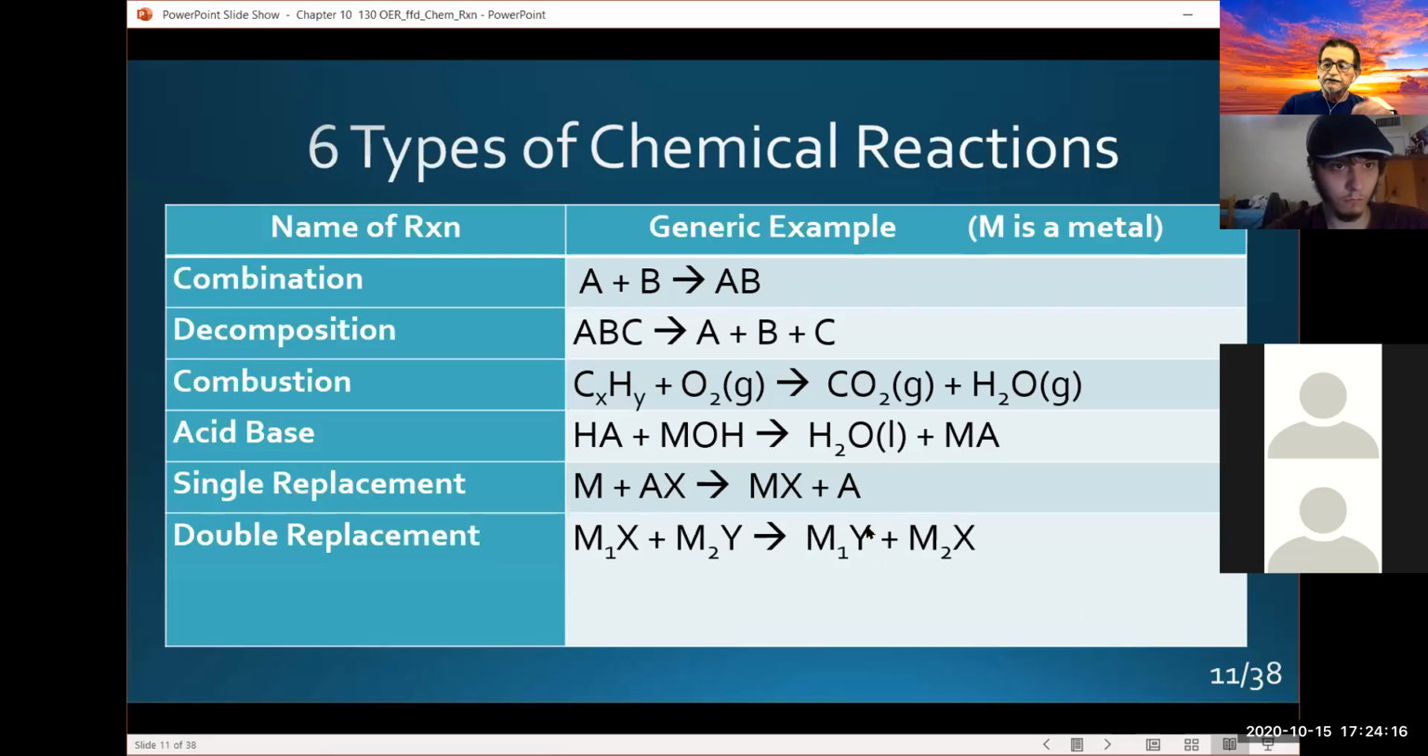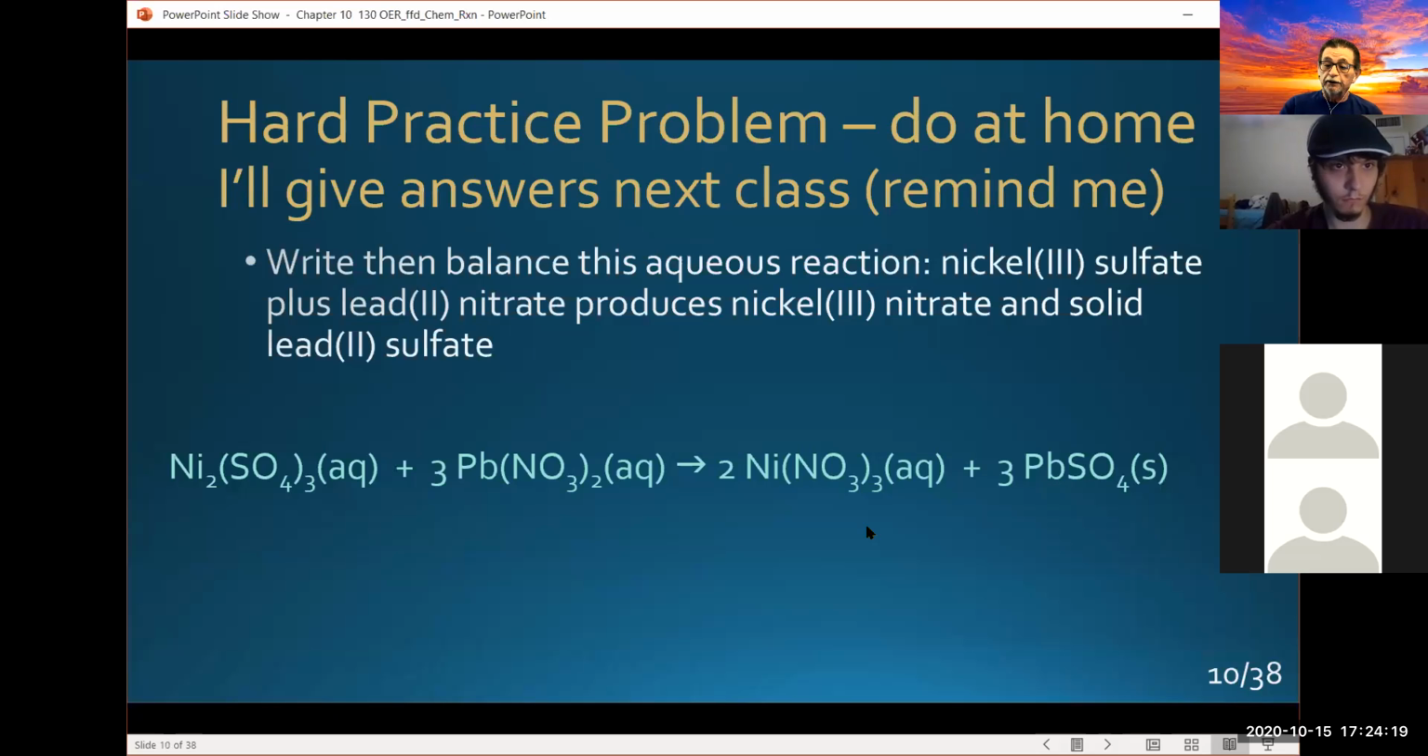And so in this last example I gave you back here, notice lead sulfate, solid. It is insoluble, so therefore a reaction proceeded. This is an example of a double replacement reaction.